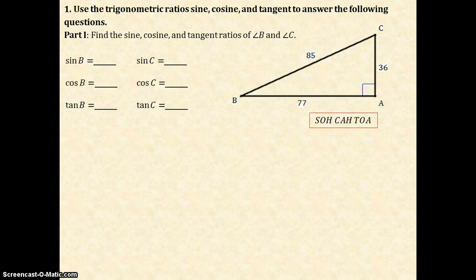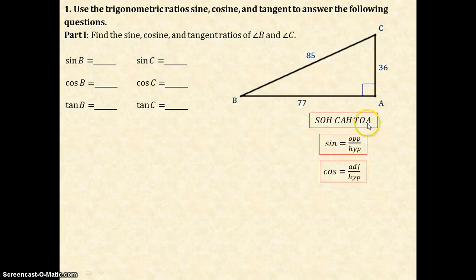Using the SOHCAHTOA memory device, we know that sine is opposite over hypotenuse, cosine is adjacent over hypotenuse, and tangent is opposite over adjacent.